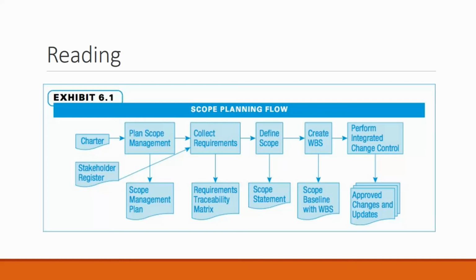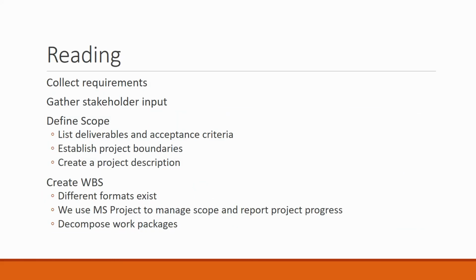Now, notice these arrows. Out of each one of these, there are outputs that come as a result of each of these processes. So from our collect requirements, the output from that is a requirements traceability matrix. Out of our define scope comes a scope statement. Out of our create work breakdown structure comes a scope baseline with our WBS. And then, of course, performing integrated change control, we have approved changes and updates to our project.